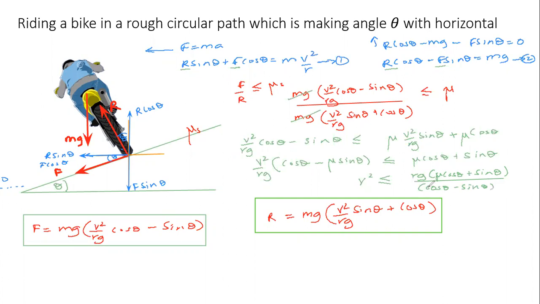Okay, good. Now this is great. So we have derived conditions for this object to move in a circular path. So the velocity should be less than or equal to this particular value.